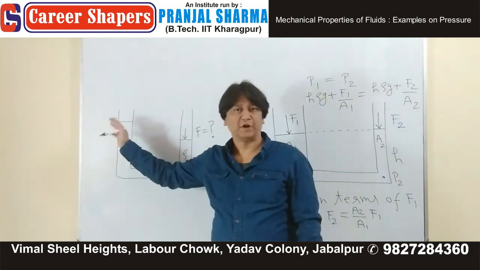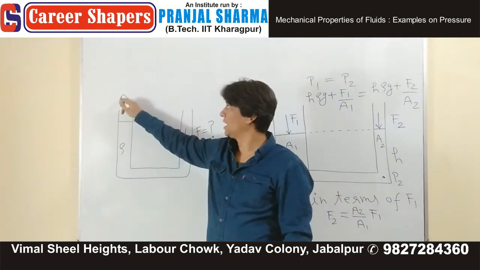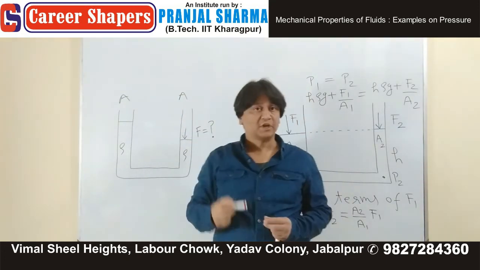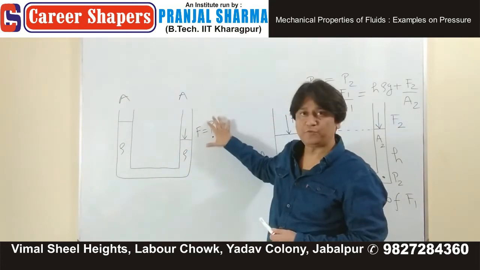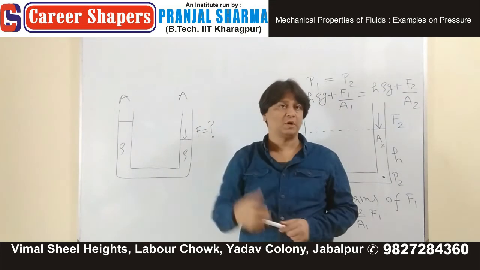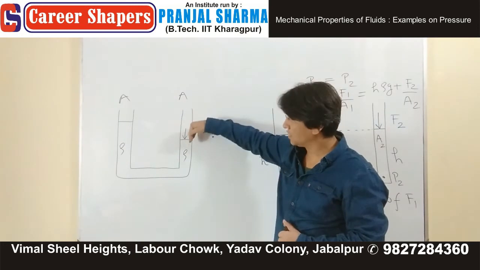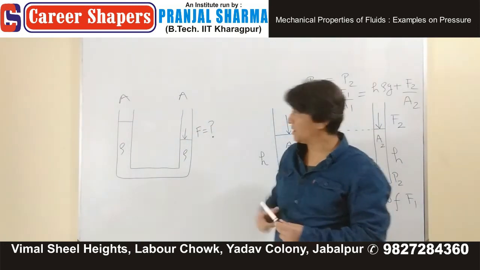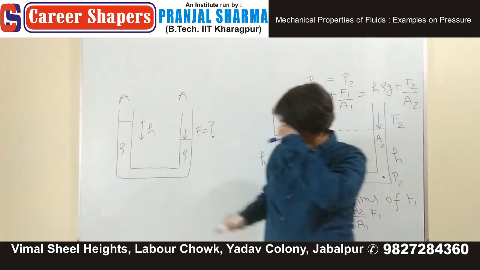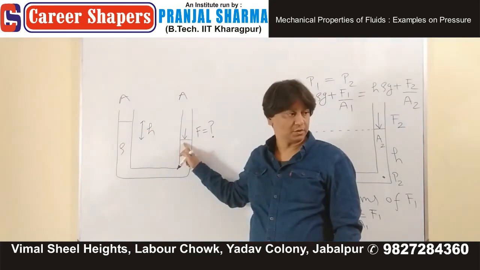No force is present on this side. Both limbs have the same cross-sectional area, call it A and A. But what you are basically doing: if I remove the force, then in both limbs the height of the liquid column will be the same. Now we are pushing the right side liquid down, and at a particular depth, the height difference in the liquid column is H.